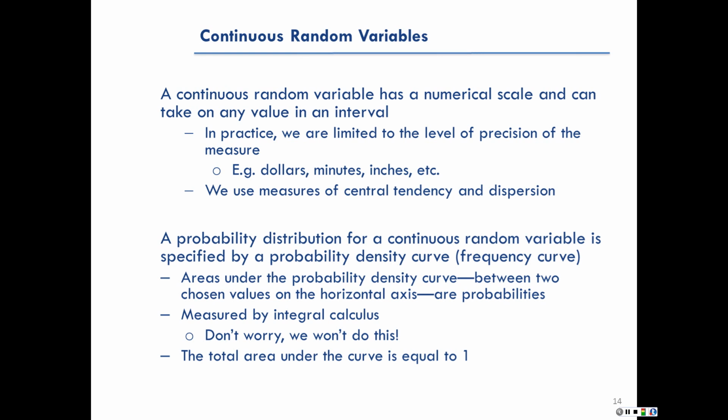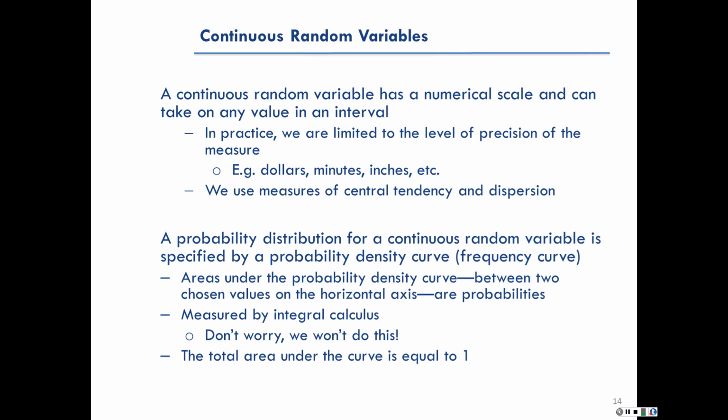A probability distribution for a continuous random variable is specified by a probability density curve, also referred to as a frequency curve. Areas under the probability density curve between two chosen variables that you might care about on the horizontal axis are probabilities, and those would be indicated by the numbers on the vertical axis. And so the way that you actually measure these is using integral calculus. Don't worry, we're not going to do this. We're not going to use integral calculus in this course.